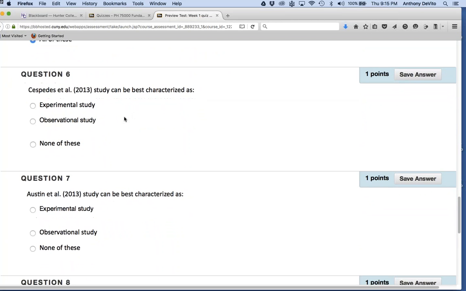Okay, good. The Cespedes study. Now, this is one that we looked at in class. I think this was one of the reading materials. Let me just see if I got a note on that, like what that was. The Cespedes study can best be described as experimental, observational, or none of these. You guys happen to remember that?